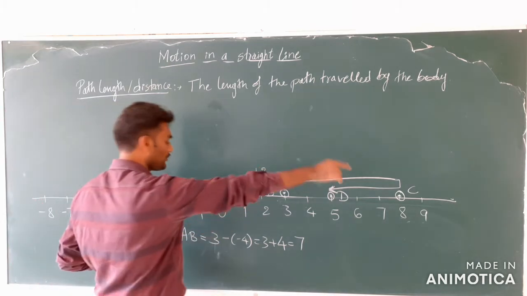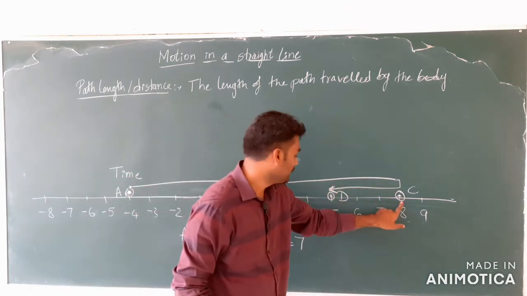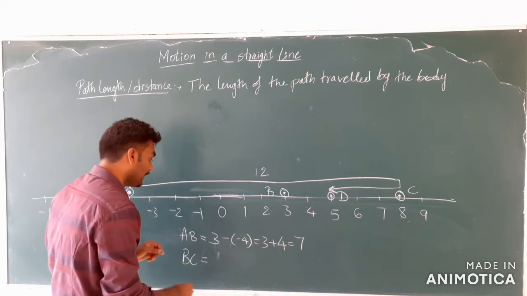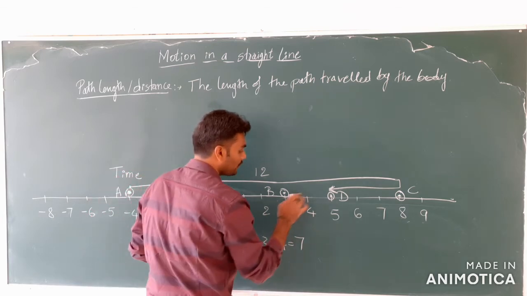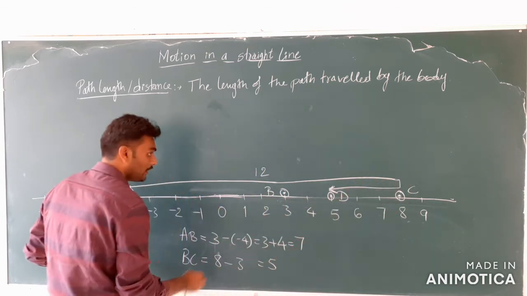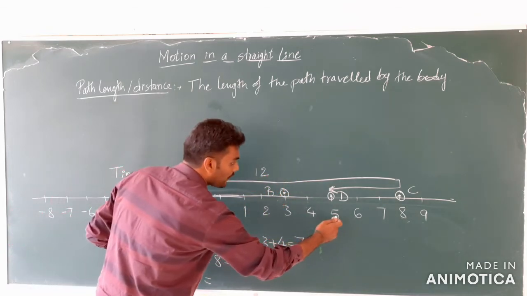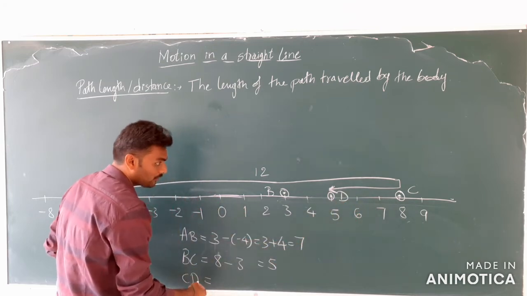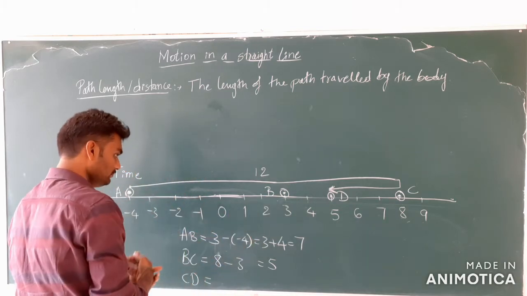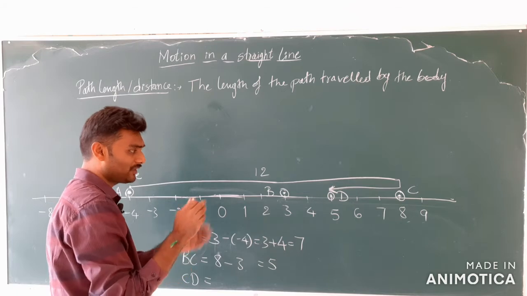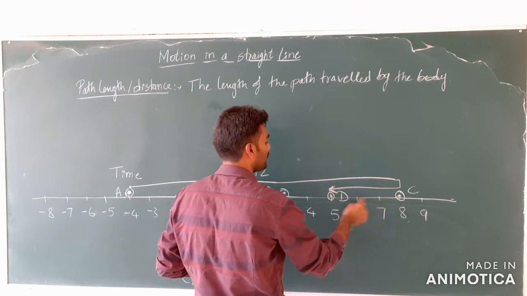Now, from B to C, which I can call BC, the length the body has traveled is 8 minus 3, which is 5 units. See, 1, 2, 3, 4, 5, right. Now, it comes back from C to D. What is the final position? Here comes the tricky part, because it is moving in the opposite direction, and it is always the magnitude of the motion that we consider. 1, 2, 3, 3 units.